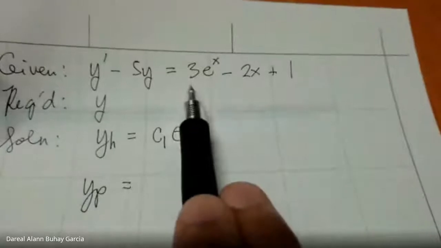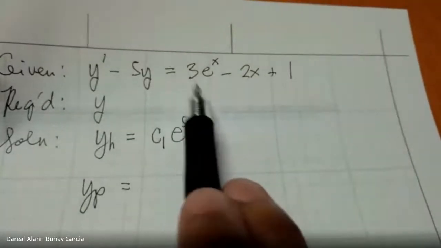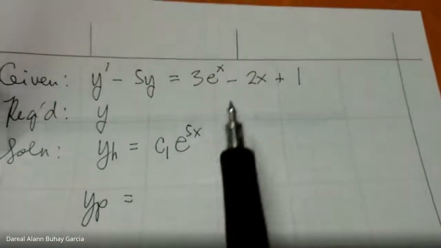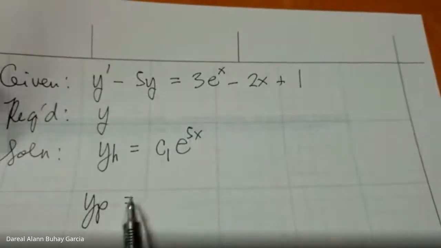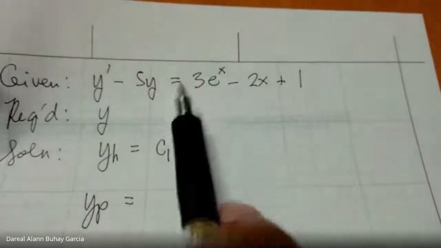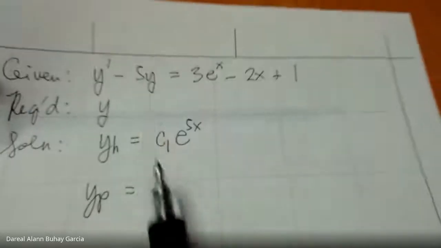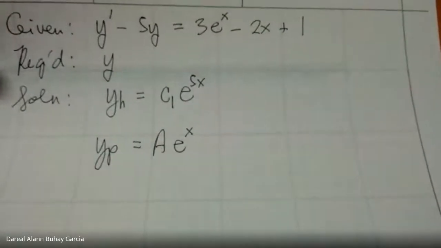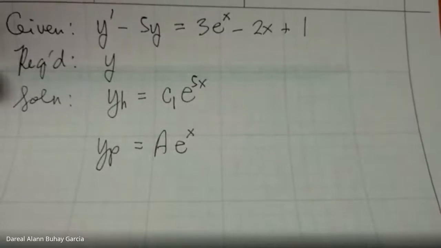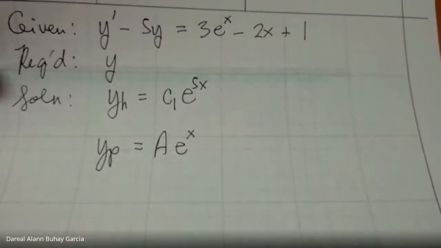So our assumed solution yp will also be a sum and difference of the assumed solutions if we consider them individually. First, we find the assumed solution for our exponential function. The assumed solution would be of this form, a e to the power of x. Okay? That is our first assumed solution.